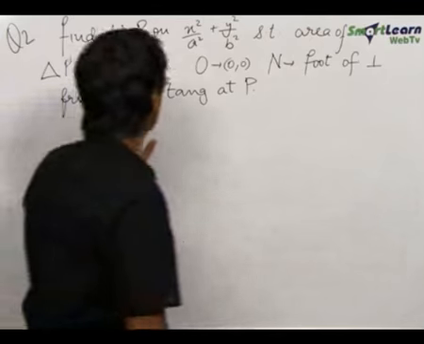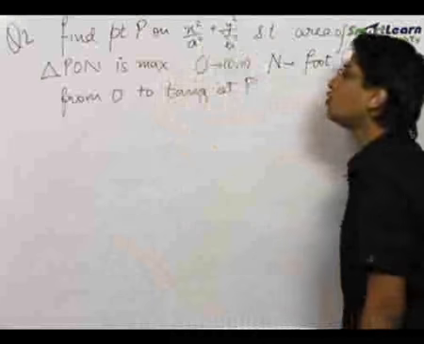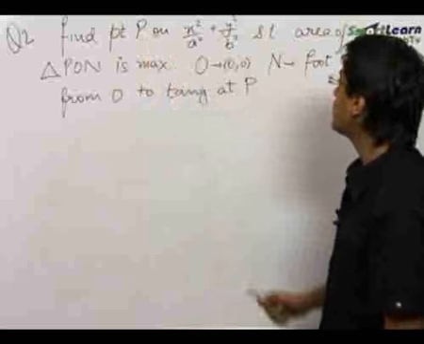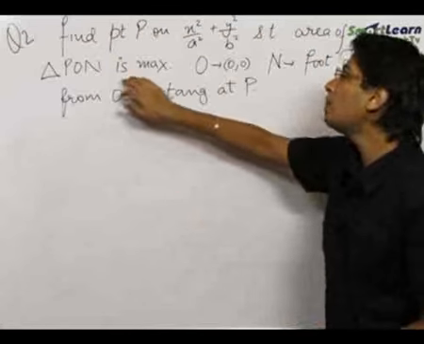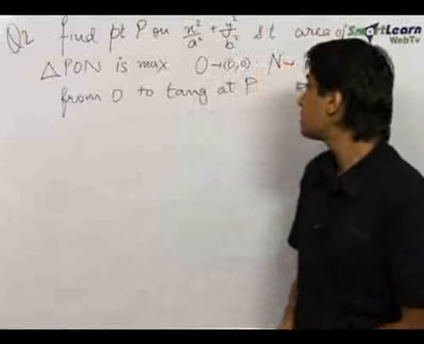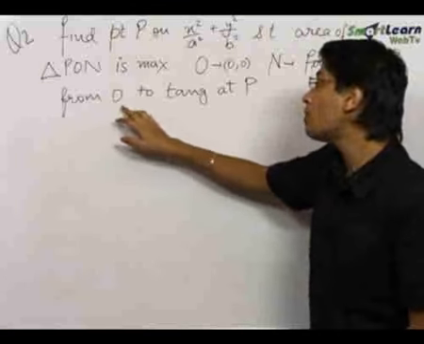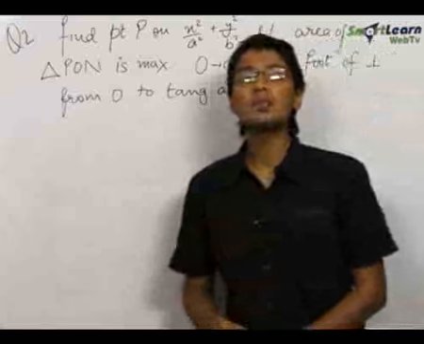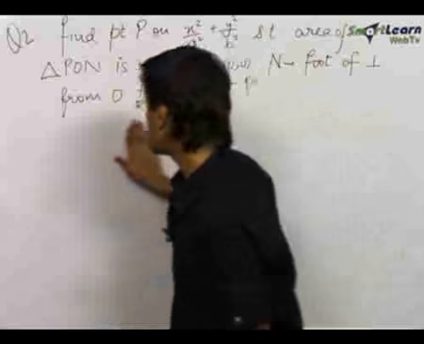Our next problem is a pretty interesting problem. We need to find a point P on the given ellipse such that the area of triangle PON is maximum, where O is the origin, that is the center of the ellipse, and N is the foot of the perpendicular from O to the tangent made at point P.